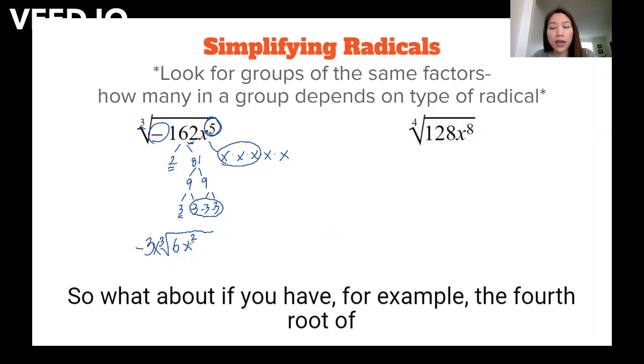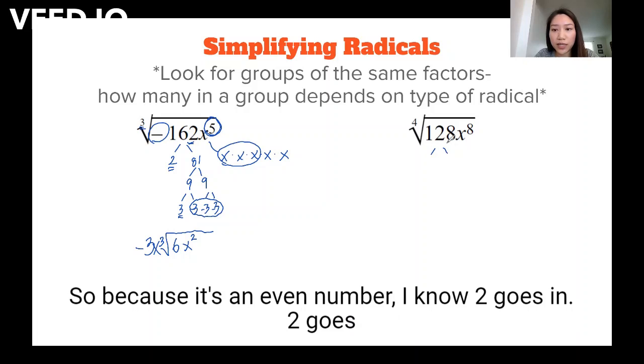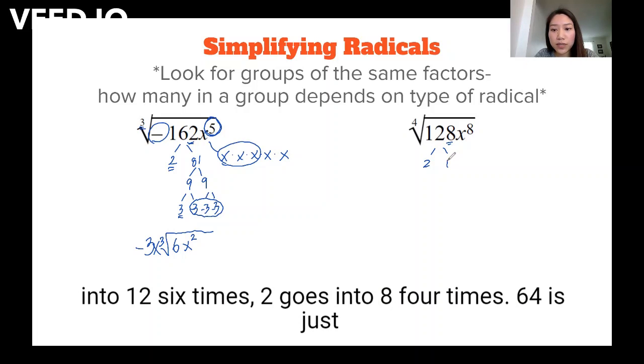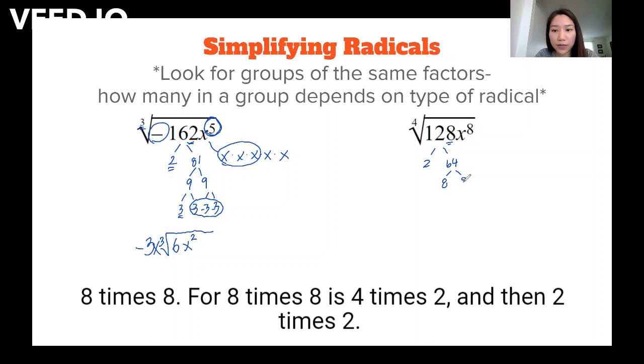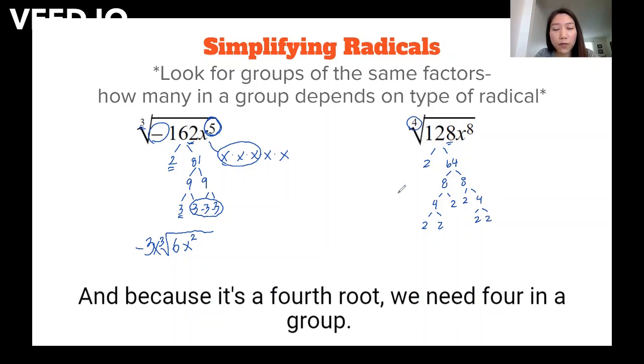So what about if you have, for example, the fourth root of 128x to the eighth? Again, let's factor 128. So because it's an even number, I know 2 goes in. 2 goes into 12 6 times, 2 goes into 8 4 times. 64 is just 8 times 8. 8 times 8 is 4 times 2, and then 2 times 2, same thing with the 8s, 2 and 4, 2 and 2. And because it's a fourth root, we need 4 in a group.